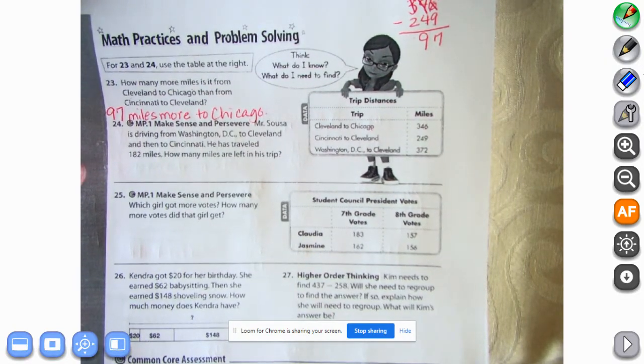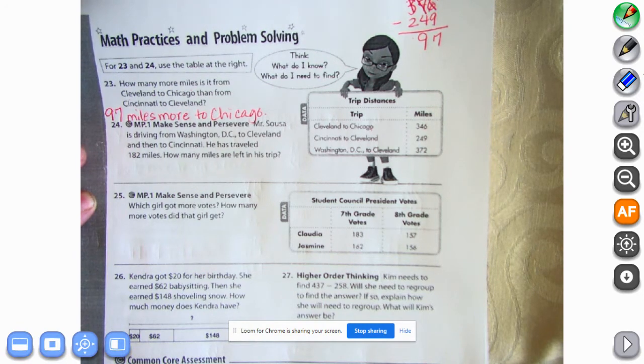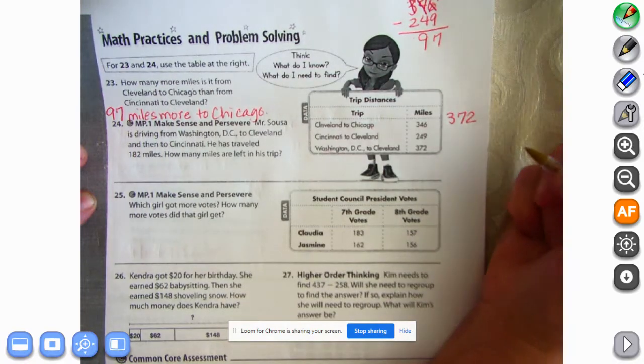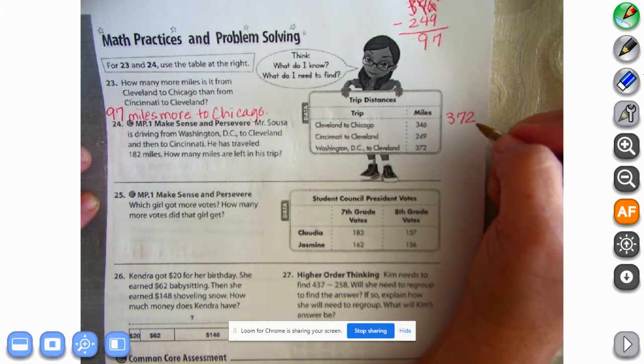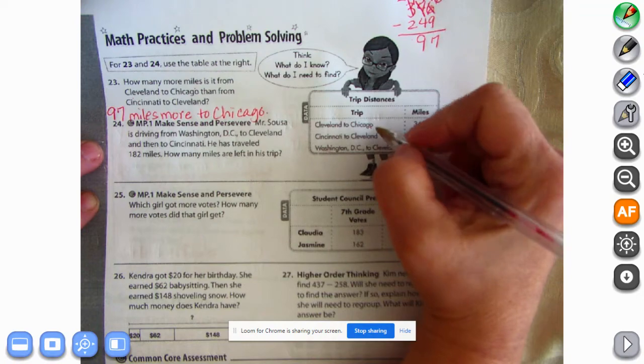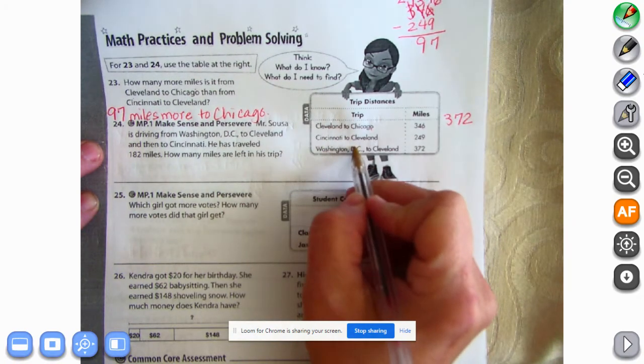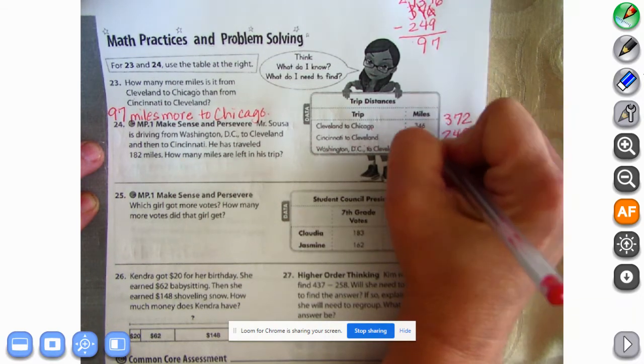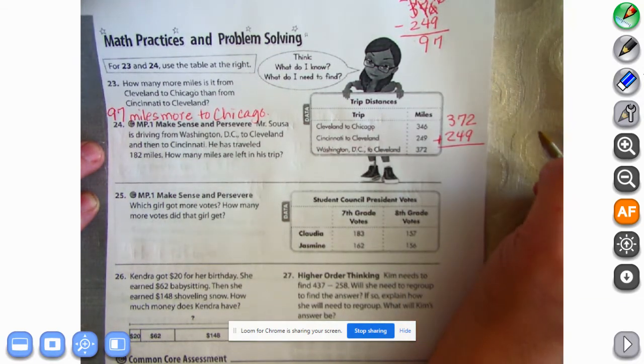Mr. Sousa is driving from Washington, D.C. to Cleveland and then to Cincinnati. He has traveled 182 miles. How many miles are left in his trip? Okay, so first of all, from Washington, D.C. to Cleveland, it's 372 miles. I'll write that here. And then from Cleveland to Cincinnati, it's going to be the same. Even Cincinnati to Cleveland, you can go back. Cleveland to Cincinnati is 249 miles.